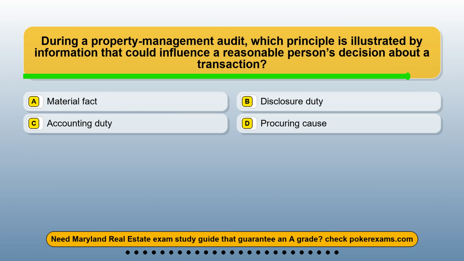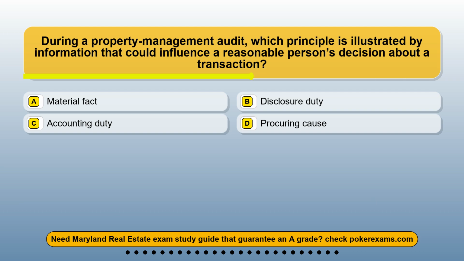Question 15. During a property minus management audit, which principle is illustrated by information that could influence a reasonable person's decision about a transaction? Option A, material fact. Option B, disclosure duty. Option C, accounting duty. Option D, procuring cause.